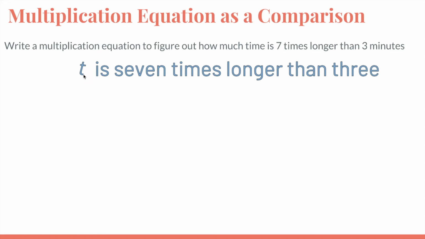You guessed it. T equals 7 times longer than 3, or 7 times more than 3. So 7 times 3. And so if we were to solve this, it would say, how much time is 7 times longer than 3 minutes? Well, 7 times more than 3 is 21. So 21 minutes is 7 times more than 3. But don't worry about that right now.